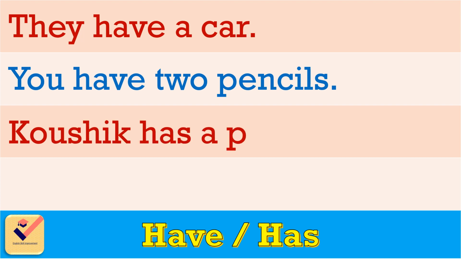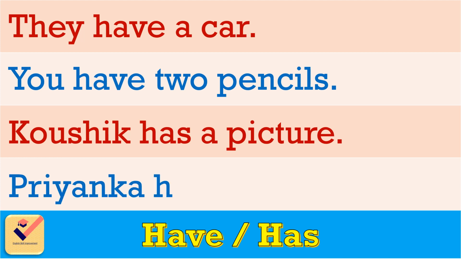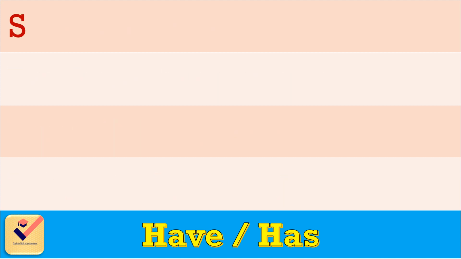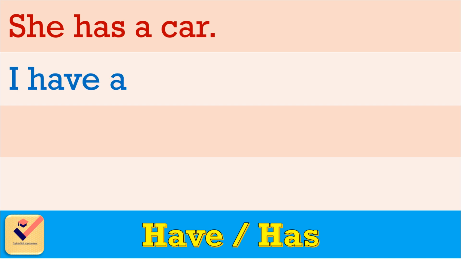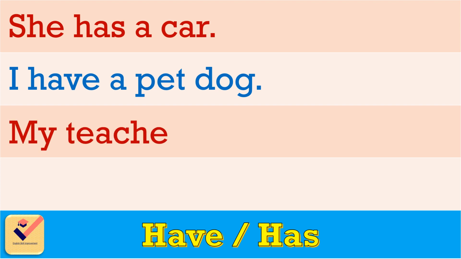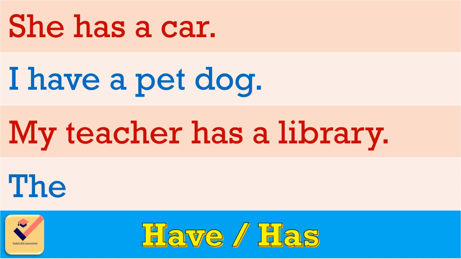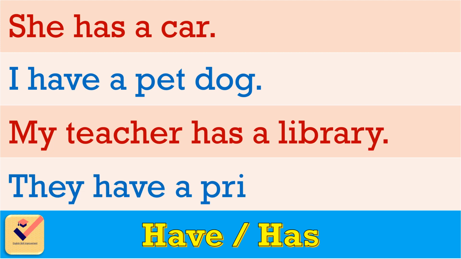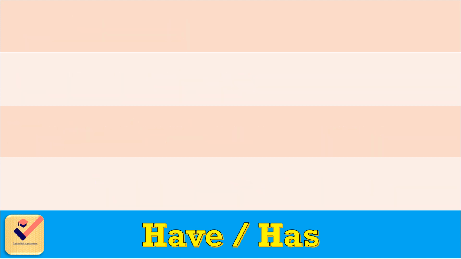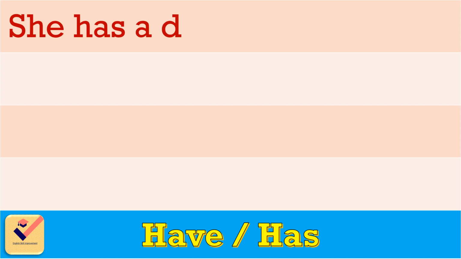Kaushik has a picture. Priyanka has a doll. She has a car. I have a pet dog. My teacher has a library. They have a private tutor. She has a doll.